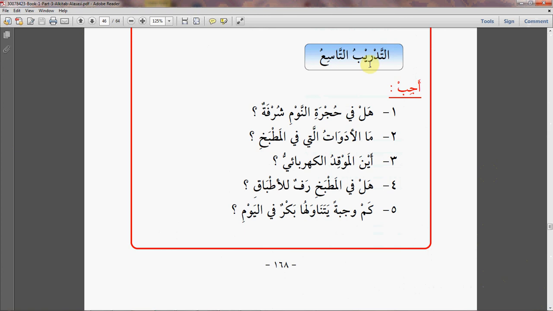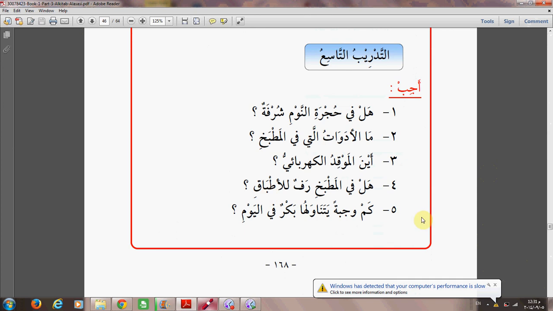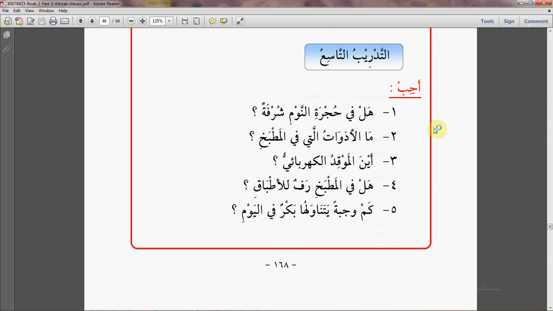التدريب التاسع, exercise 9. أجب, answer. 1. هل في حجرة النوم شرفة؟ 2. ما الأدوات التي في المطبخ؟ 3. أين الموقد الكهربائي؟ 4. هل في المطبخ رف للأطباق؟ 5. كم وجبة يتناولها بكر في اليوم؟ So these are 5 questions on the lesson. You can answer them on your own, but I'll go quickly. If you want, you can pause now and try to answer. I'm going to give quick answers for this one.